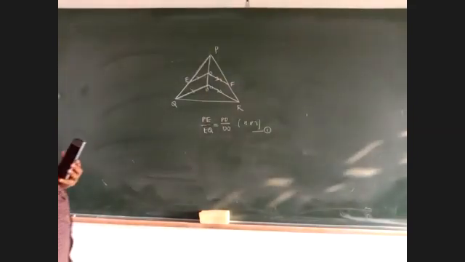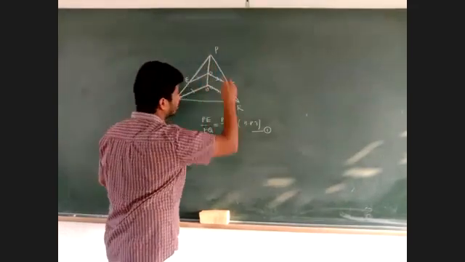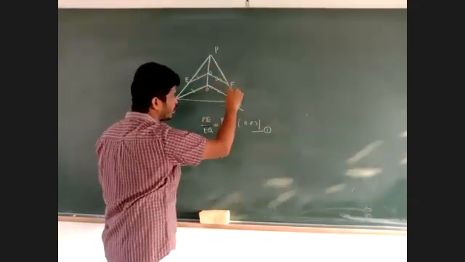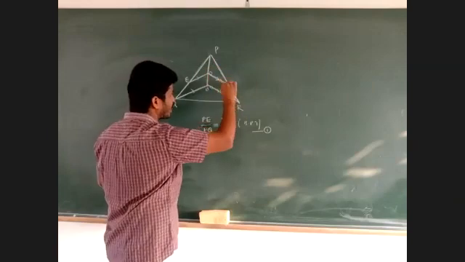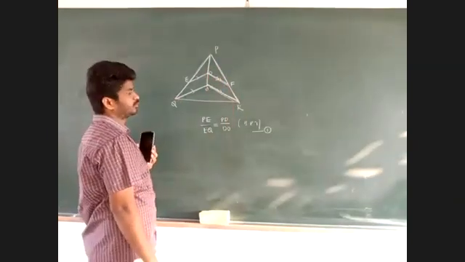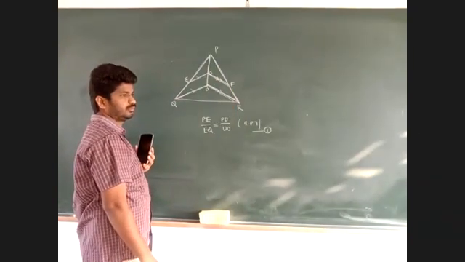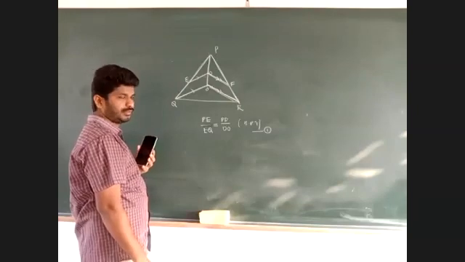Now, right side triangle. In this triangle POR, DF is parallel to OR. Then apply basic proportionality theorem. Tell me.